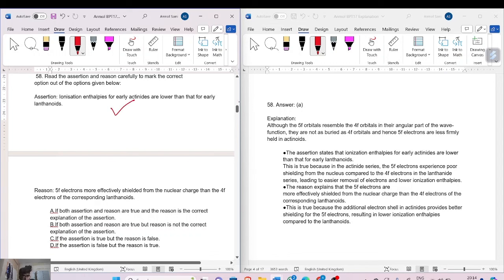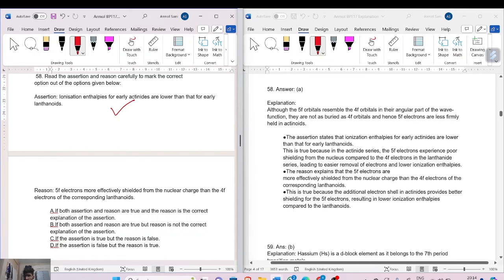And the reason here is that 5f electrons are more effectively shielded from the nuclear charge than 4f electrons in the corresponding lanthanoids. Yes, the reason is also correct, because the 5f electrons are better, or you can say more effectively, shielded than the 4f electrons.